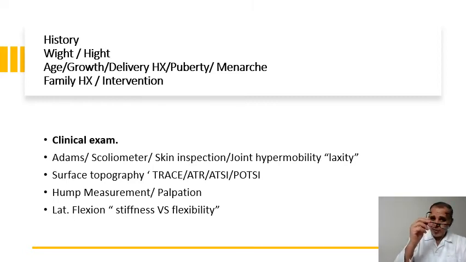As we mentioned before, the Adams is a very basic standard clinical exam. Then we have the scoliometer, skin inspection, looking for all these different deformities or different signs that in certain particular scoliotic patients reveal themselves on the skin of the patient. Joint hypermobility, laxity, to exclude certain syndromes.